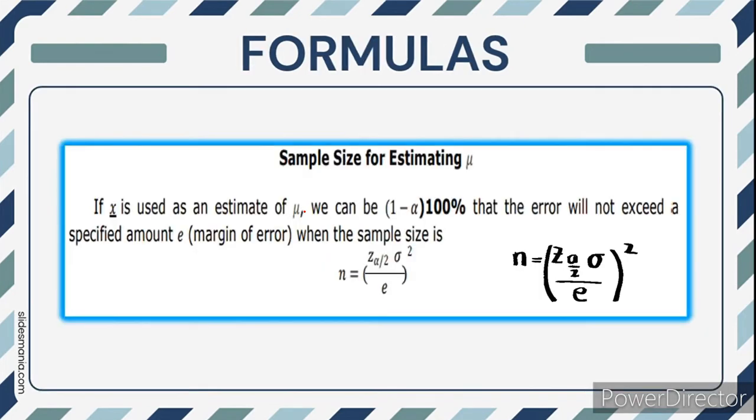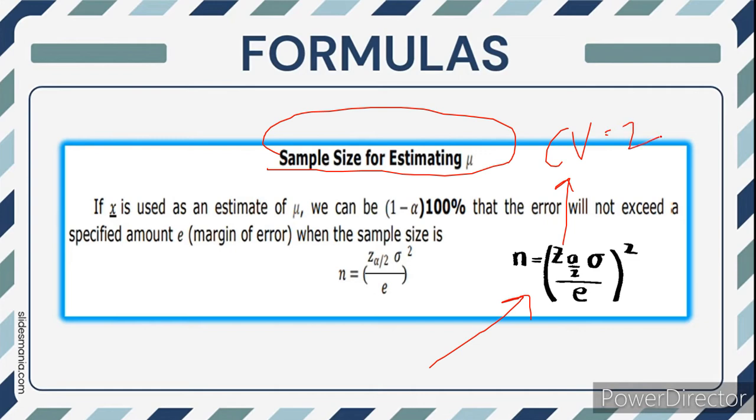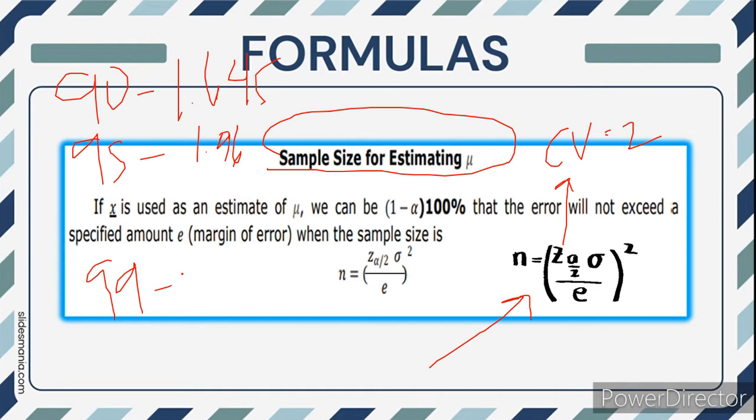So number one formula, the sample size for estimating the population mean or mu. All you need to do is to memorize the value of n, which is the quantity of z sub alpha over 2. That is the critical value of z. Meaning to say you need to memorize, or it is connected with the previous lesson, the z value. The commonly used are 90, 95 and 99. If it is 90, that is 1.645. If it is 95%, that is 1.96. And if it is 99, that is 2.575.